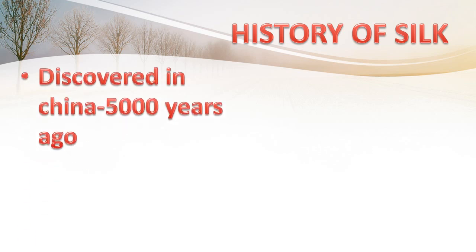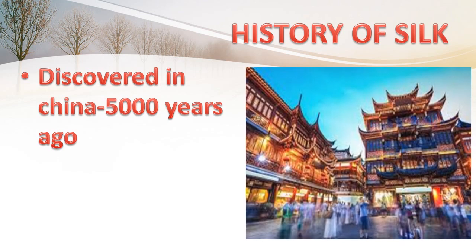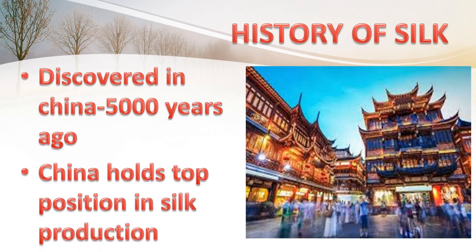Now let us see the history of silk, or how this silk came into this world. The discovery of silk starts from China around 5000 years ago. The Chinese people hold the top position in silk production in the world now.